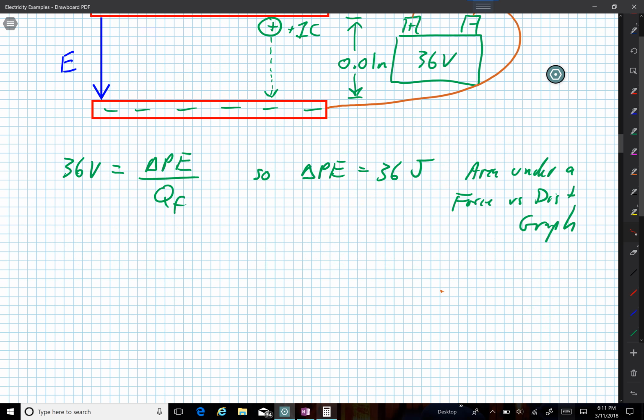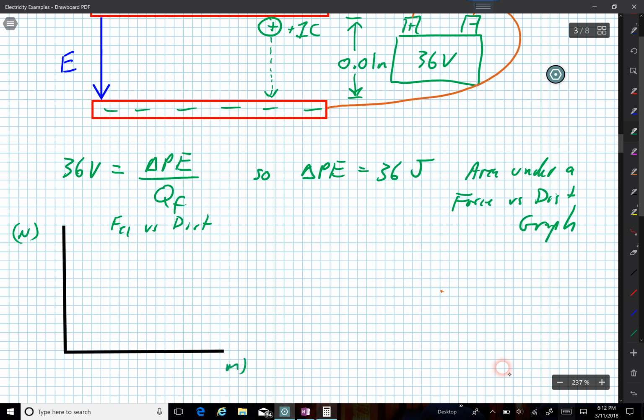So here I'm going to just draw a graph. Now this is a graph, not a vector diagram. It gets confusing. All right, so this is a force electric versus distance graph. So this is newtons, and this is meters. And the graph is going to be a straight line.